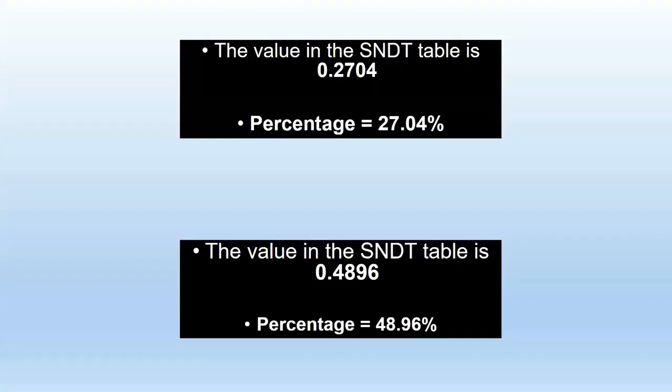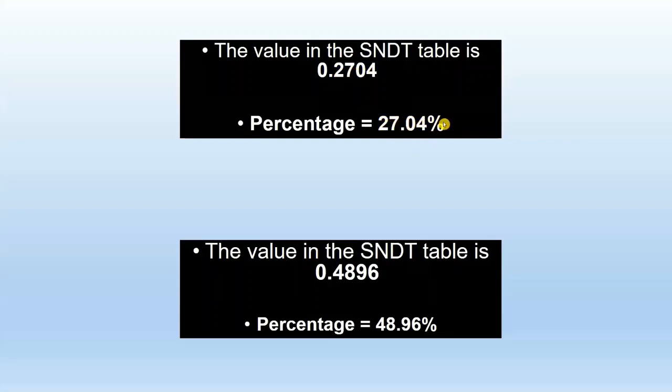So the next step is converting the SNDT value into percentage. And this is pretty simple to do. So how to do it? Let's say, for example, the SNDT value that you have obtained is 0.2704. Now, in order to convert it into percentage, we just have to look at the 4 numbers after the decimal point and just put a decimal point after 2 numbers. So here the percentage would be 27.04. So as you see, this number 2704 is the same 2704, but I have just put a decimal point and that is your percentage.